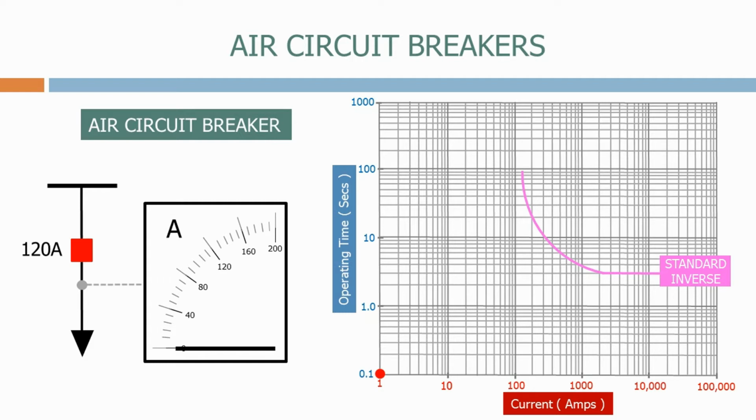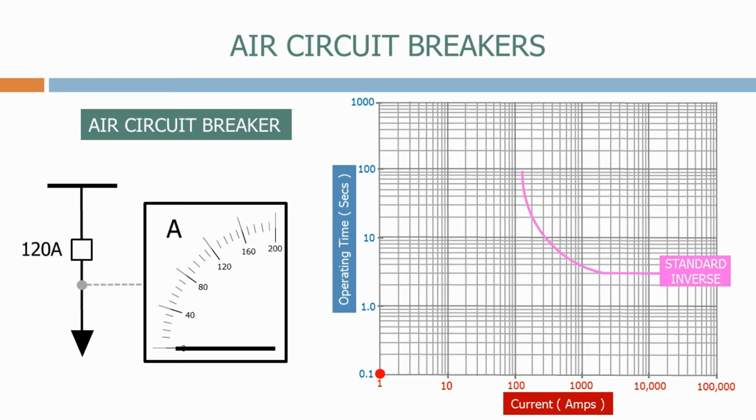The difference with the air circuit breaker compared to the MCBs and fuses is that we can change the settings of the standard inverse curve. This has the effect of moving the curve around the graph, which allows us to provide excellent discrimination with the MCBs and fuses that have a fixed setting. This is why we normally use air circuit breakers on incomers.